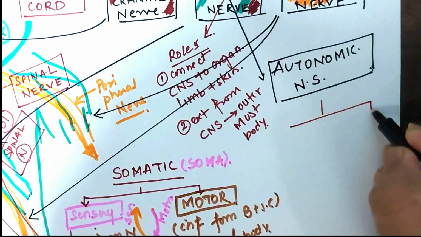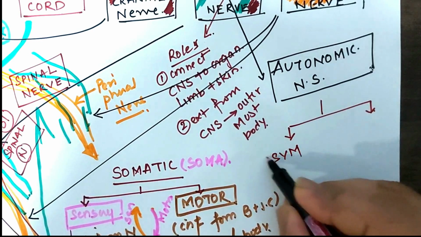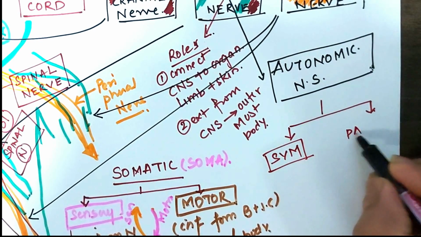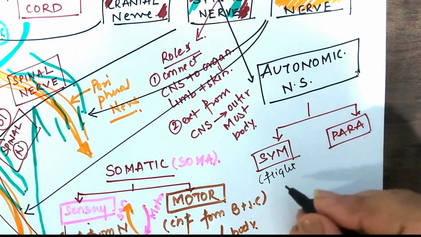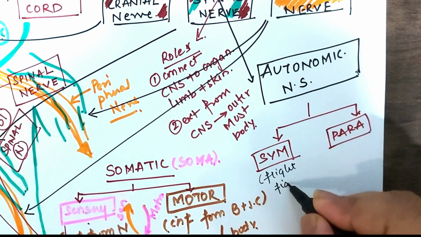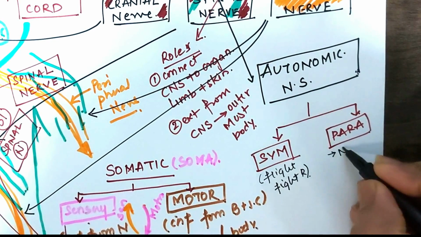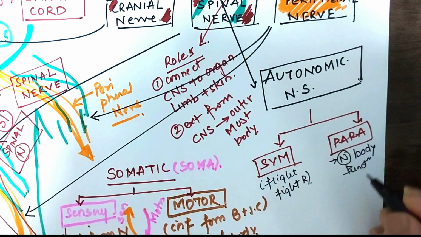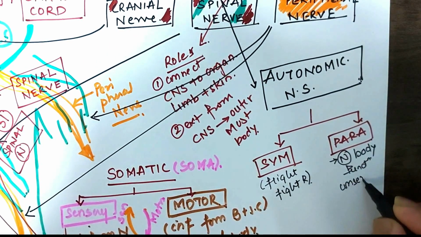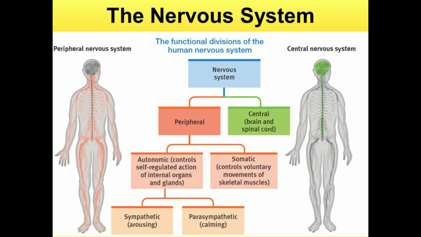Now let's talk about the autonomic nervous system. These are basically responsible for the involuntary movements of the body, divided into two categories: sympathetic as well as parasympathetic. The sympathetic nervous system is basically the response to fight and flight situations, and the parasympathetic is basically to control the body functions, like maintaining homeostasis post stress or pain.